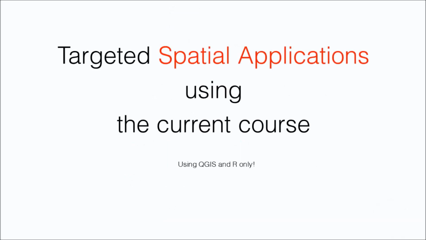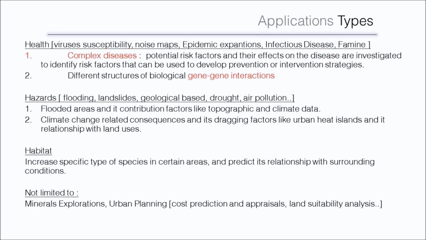The targeted spatial applications of the current course include, for example, health, like virus susceptibility maps, noise maps, and infectious diseases. Likewise, if we study complex diseases, we can find the potential risk factors and investigate their effects on the disease, to identify the risk factors that can be used to develop prevention or intervention strategies. And if we work on hazards like flooding, landslides, geological hazards, droughts, or air pollution, we are searching for the flooded areas and the contributing factors as well.